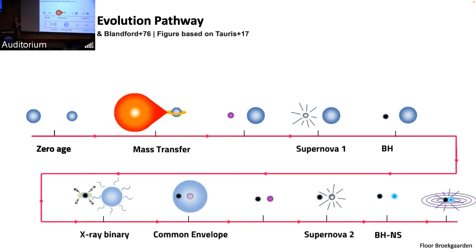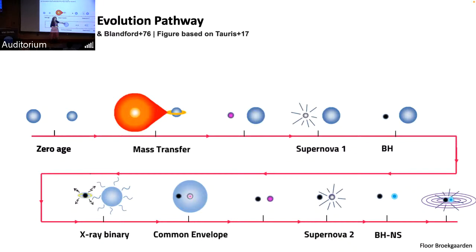Now, eventually, the other star will also expand. Maybe there's an X-ray binary phase. And in this case, when it expands its envelope, the mass transfer might actually be unstable. So this is a so-called common envelope phase, where basically the compact object is engulfed in the envelope of the star, and due to drag, spirals in.